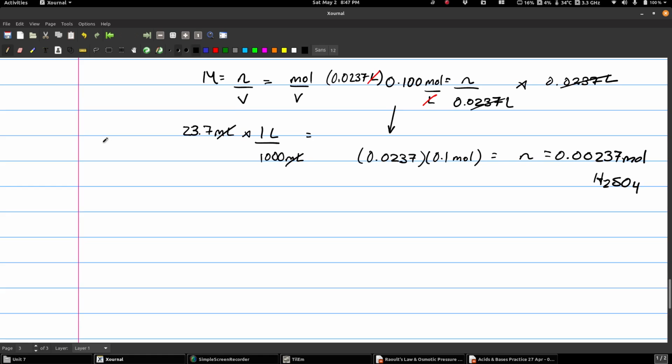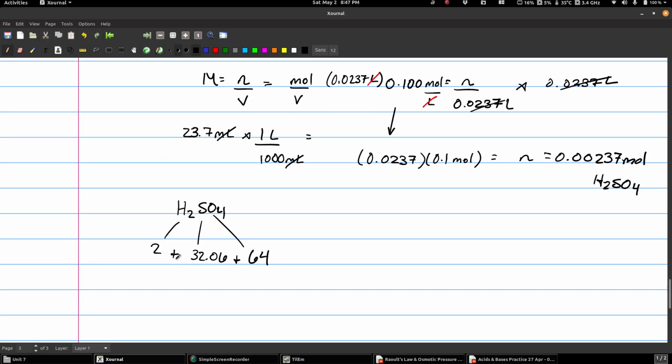So now the last thing to do is figure out the molar mass. Or you could do that at the beginning, doesn't matter. So that's 2, because it's 2 times 1. Sulfur is 32.06. And then oxygen is 16, so when you multiply it by 4, that's 64. So you add these together, and that's 34 plus 64. So you end up with 98.06 grams per mole. Or 98 grams per mole, doesn't matter.